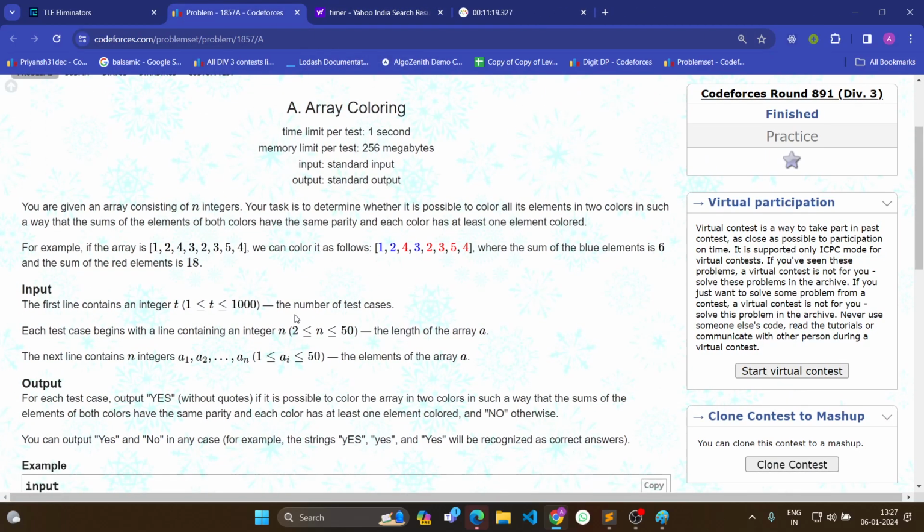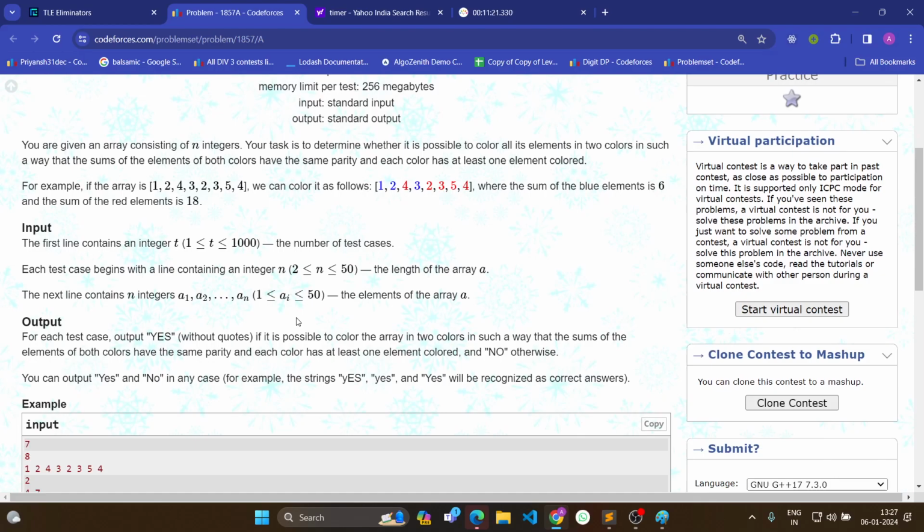Okay, you're given an array consisting of n integers. It asks you to determine whether it is possible to color all its elements in two colors in such a way that the sums of the elements of both colors have the same parity, and each color has at least one element colored. Okay, it asks you to determine in such a way that the sums of the elements of both colors have the same parity.